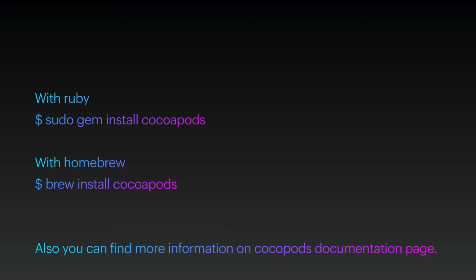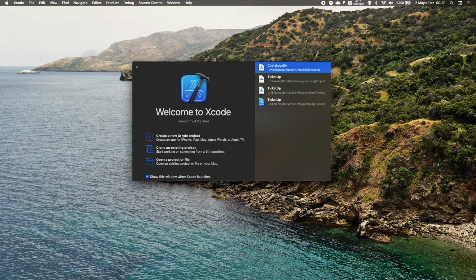It's so simple, actually. With Ruby, the sudo gem install cocoapods command, or with Homebrew, the brew install cocoapods command will install CocoaPods to your system. Also, you can find more information on the CocoaPods documentation page, and that's it. We can use pods on our project. Let's develop a project where we can integrate pods and see how we can use them.